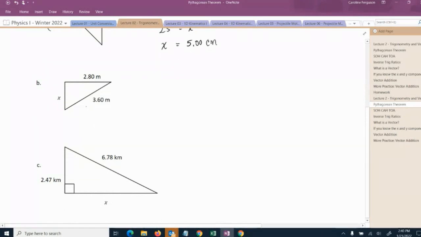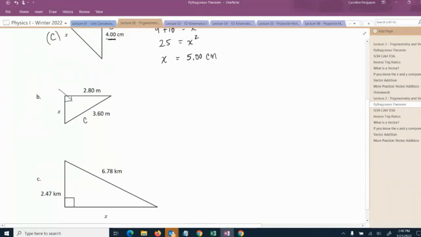This time my C, the hypotenuse, is the side that's given. So again, hypotenuse is always opposite of the 90-degree angle. It's pointing to it. And I have A and B. It doesn't matter which one's A and which one's B. And I can just put in the formula, A squared plus B squared equals C squared. My A is 2.8. My B is X. And my C is 3.6. And then I can rearrange to solve for X. 3.6 squared minus 2.8 squared, and then I can square root.